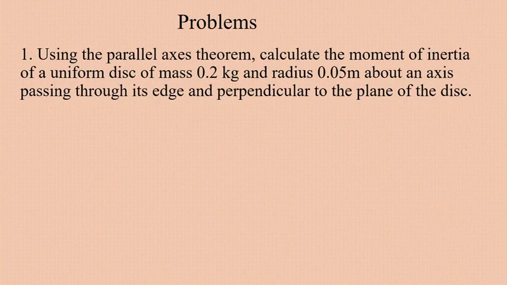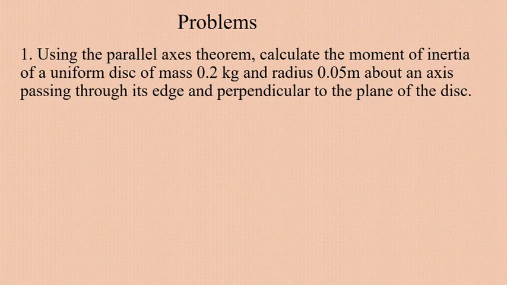Once more, the moment of inertia of a uniform disk of mass 0.2 kg and radius 0.05 meter about an axis passing through its edge and perpendicular to the plane of the disk. How can we do this problem? Here we have a uniform disk. Its mass and the radius are given. Then we are asked to find the moment of inertia of the disk about an axis which is passing through its edge and perpendicular to the plane of the disk.